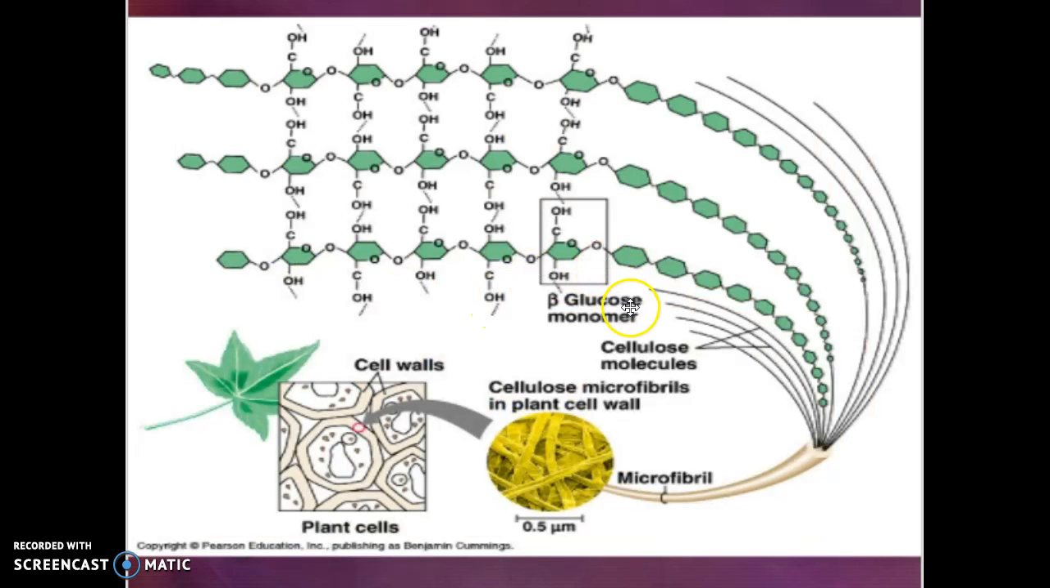Here's a picture of the beta glucose monomer. The up, down, gets wrapped into a fiber that becomes what we call a microfibril that is going to help build the cell wall.